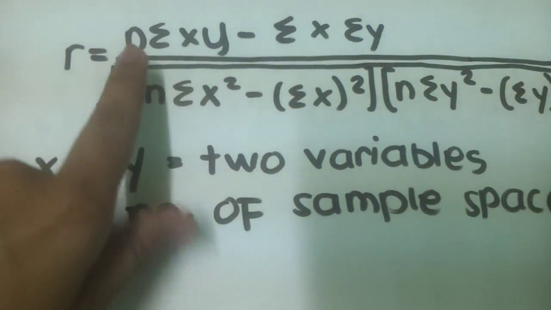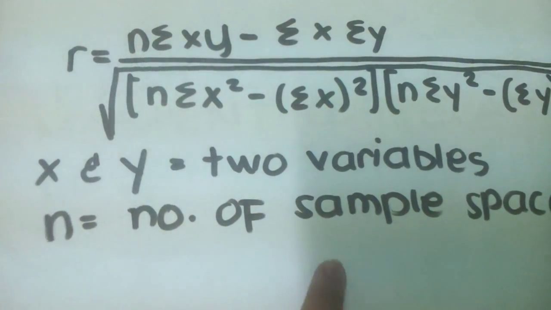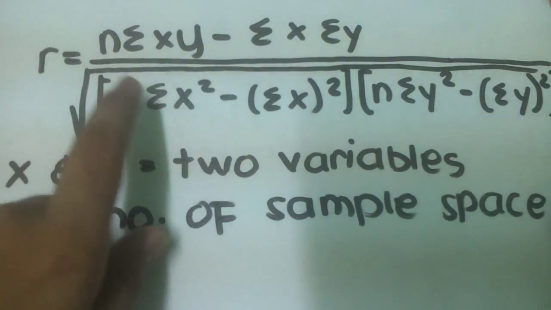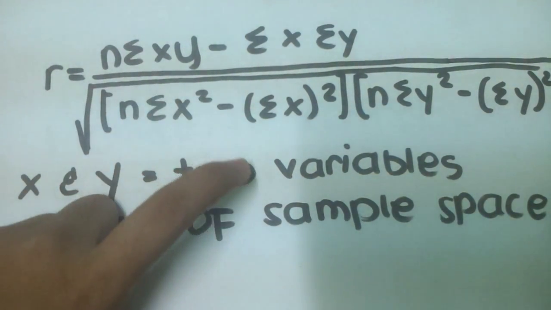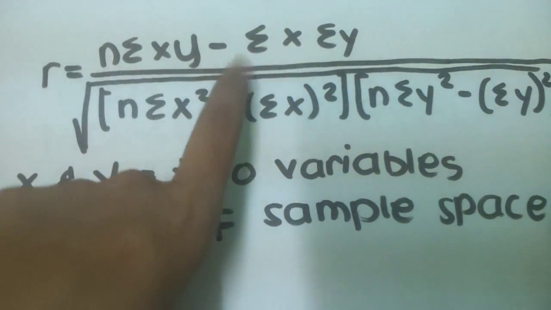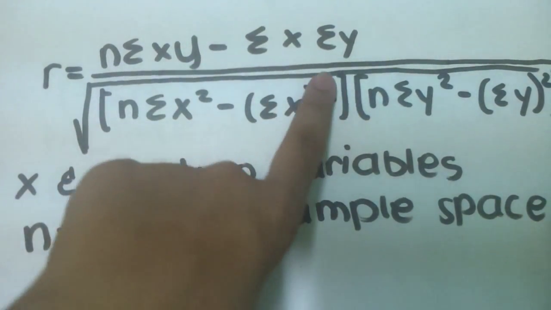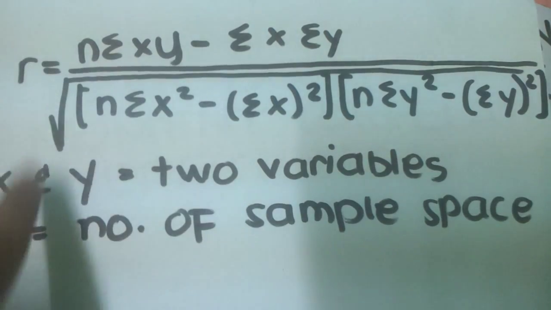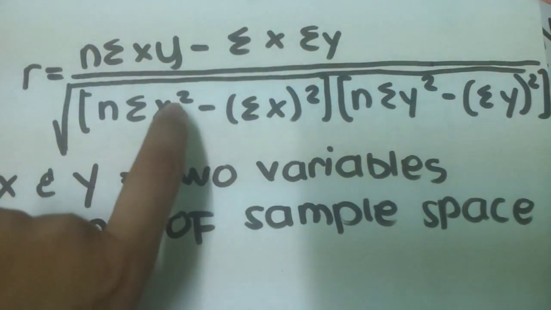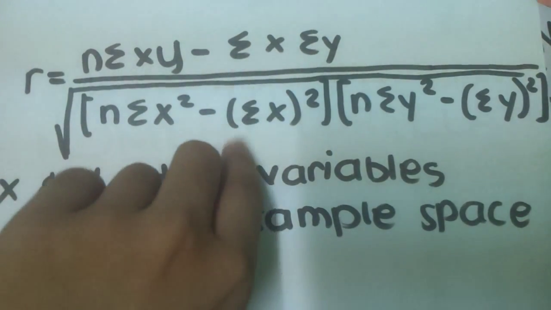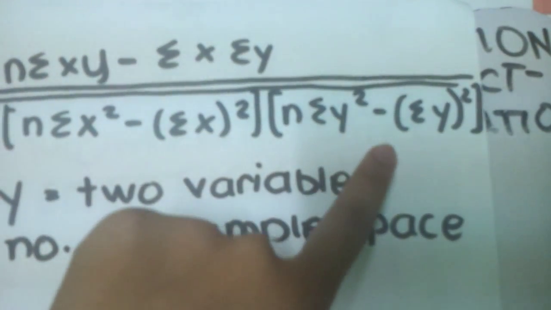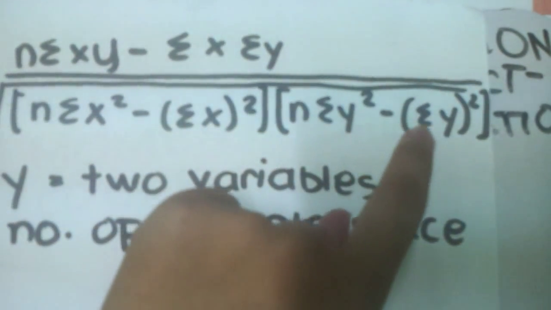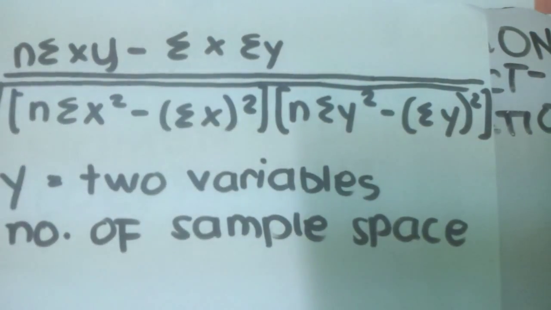R is equal to N, where N is the number of sample data, times summation of XY, X and Y being the two variables, minus summation of X times summation of Y, all over the square root of N times summation of X squared minus quantity summation of X squared, times N summation of Y squared minus quantity summation of Y squared.